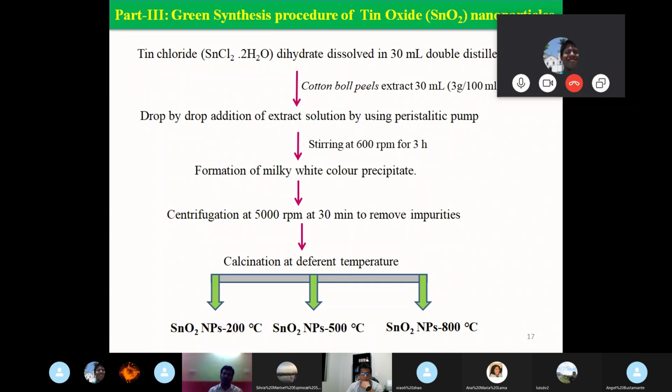Then we cool it to room temperature, and that extract is used for the synthesis of the material. Tin chloride is dissolved in 30 ml distilled water, and the extract is added properly using a peristaltic pump. We get a milky white colored precipitate and centrifuge it. The pellets were carefully collected and calcinated at different temperatures: 200 degrees, 500 degrees, and 800 degrees.